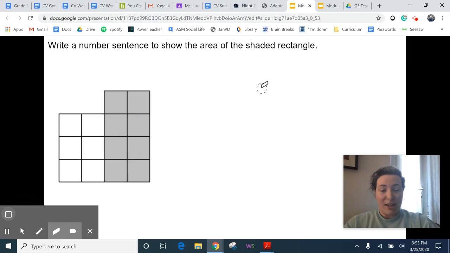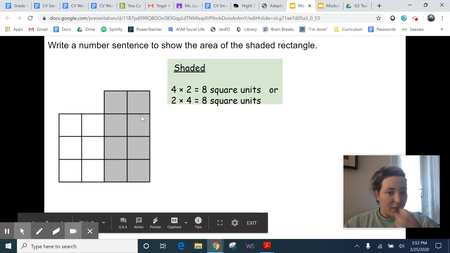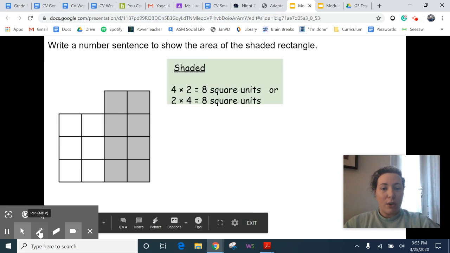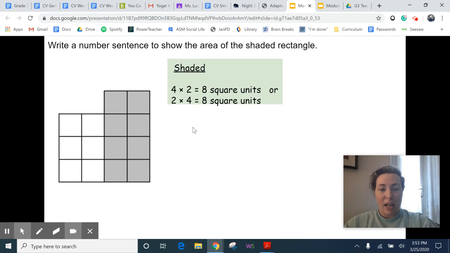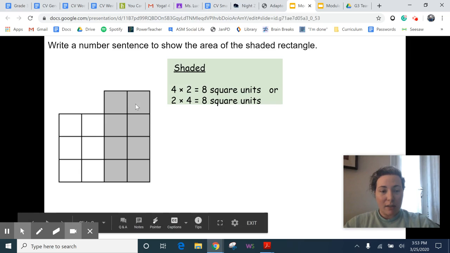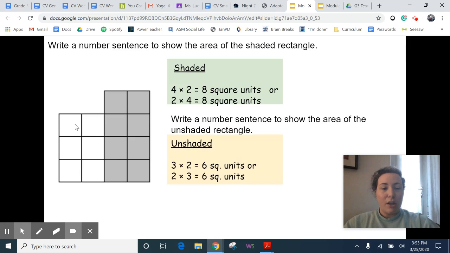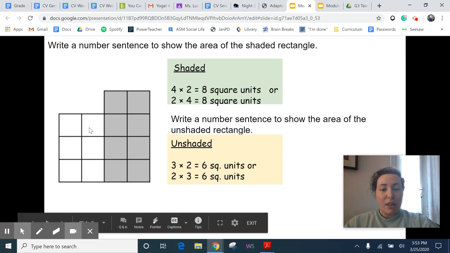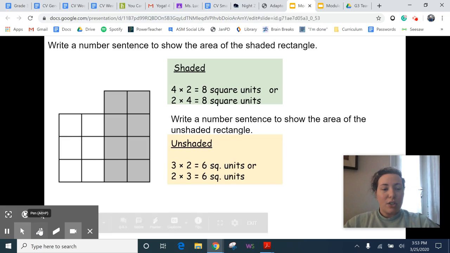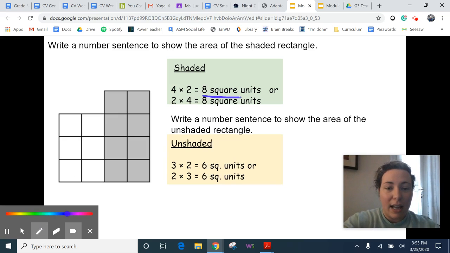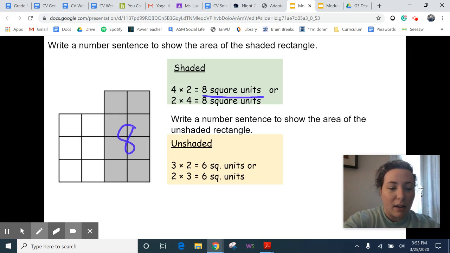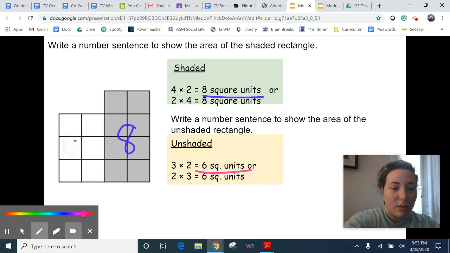To do that, you know how to do that. We are going to multiply rows times columns to give us the square units of this part. So 4 times 2 equals 8. 4 rows times 2 columns gives us 8 square units right here. And then we have to find the area of the unshaded rectangle as well. So 3 rows times 2 columns gives us 3 times 2 square units. So if we thought of it in this way, we know that 8 square units would be here. We would know that 6 square units would be here.